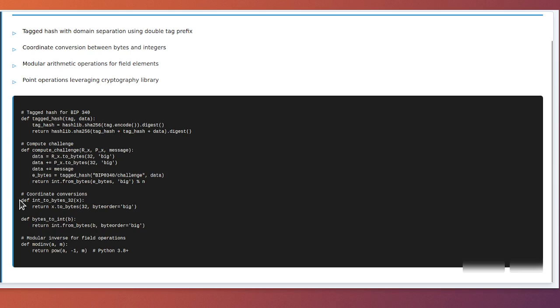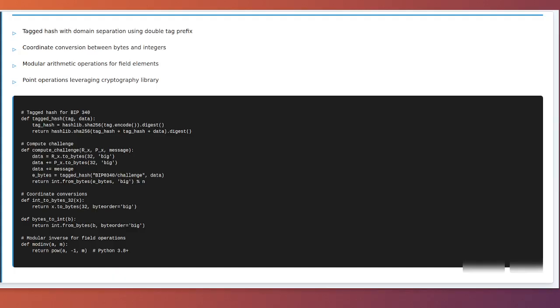For elliptic curve point operations, if we are using a library like the cryptography package, it provides methods for scalar multiplication and point addition. However, if we were implementing from scratch, we would need to implement the point doubling formula for computing 2 times P and the point addition formula for computing P plus Q.